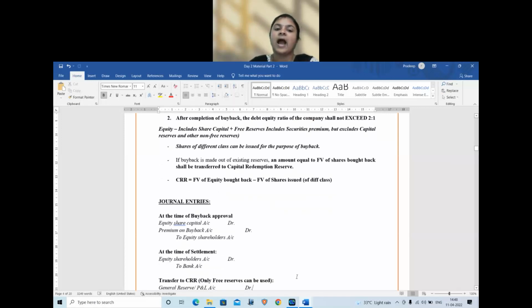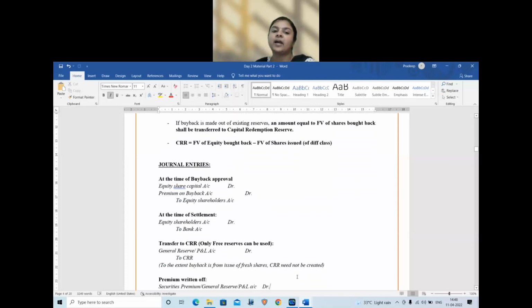Journal entries. At the time of buyback, equity share capital account debit, premium on buyback to equity shareholders. Next, when the equity shareholders are settled, equity shareholders account debit to bank account. And then the transfer to CRR. Now friends, remember, premium on buyback can be settled from securities premium, but CRR creation cannot happen from securities premium. For CRR creation, you can only use general reserve or P&L. But for premium on buyback, you can use securities premium, general reserve or P&L, whichever is available.